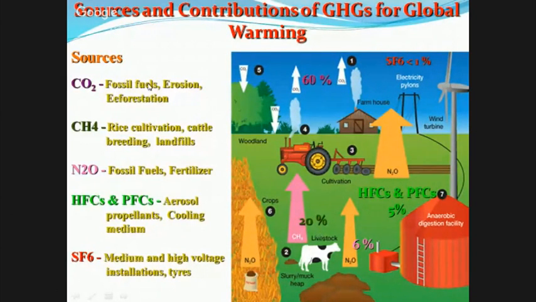So this means that the sources of carbon dioxide are fossil fuels, erosion, and deforestation. Methane we are getting due to rice cultivation, cattle breeding, and landfills. Nitrogen oxide comes from fossil fuels and fertilizers. Various types of fluorocarbons we are getting from cooling mediums, and SF6 comes from high voltage installations and burning of tires, etc.